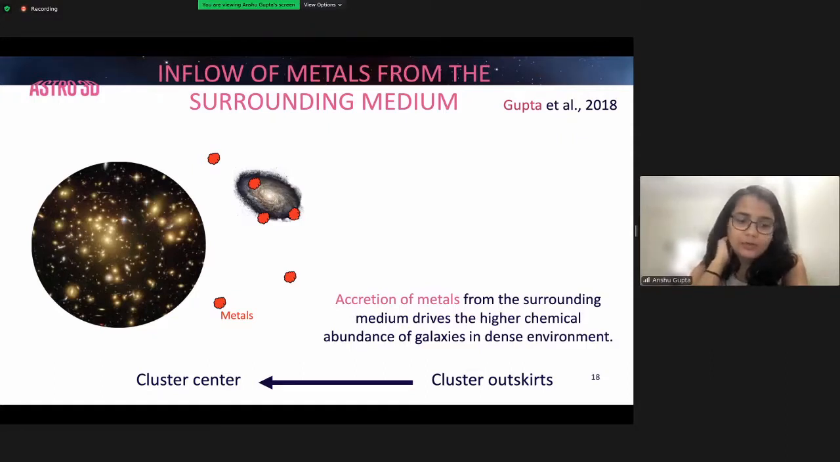And there has been a bunch of observational work as well, which reached the same hypothesis in the past 2 years or so, that galaxies in dense environments seem to have higher chemical content. And it's probably due to the accretion of metal-rich gas, which is nice.